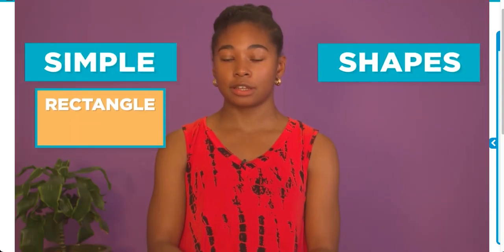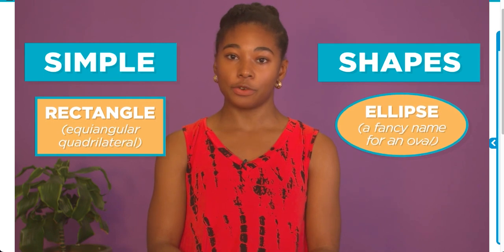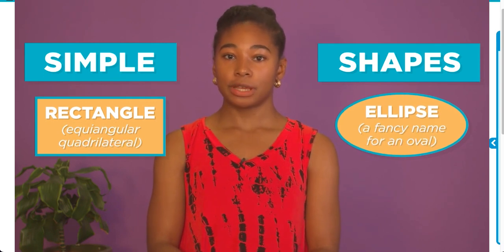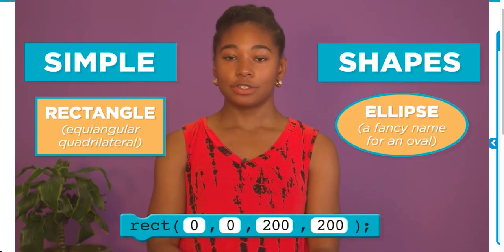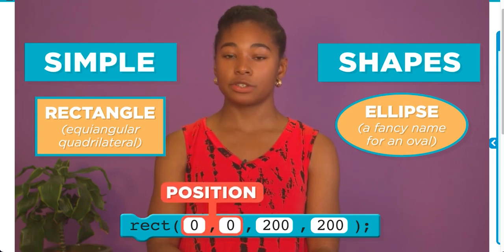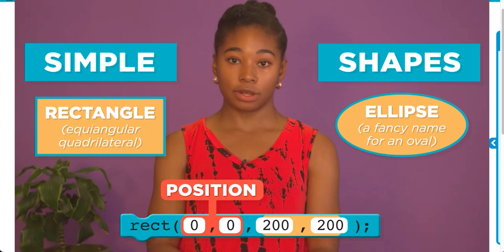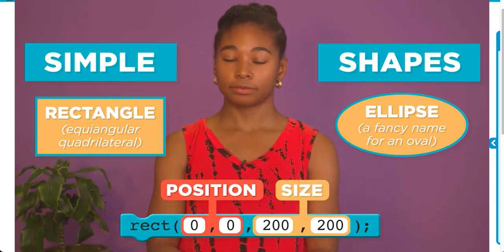To start out, you'll be drawing with simple shapes like rectangles and ellipses. That's a fancy name for an oval. To change where shapes show up on the screen, you can change the numbers given to each command. The first two numbers set the position of the shape. The last two numbers change the size.